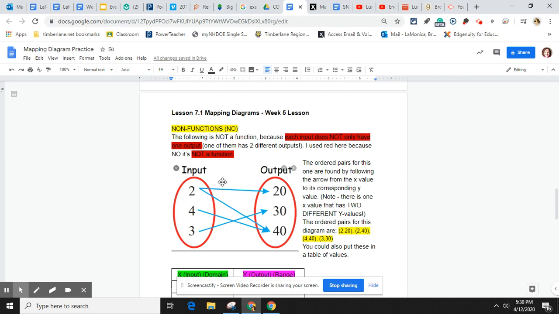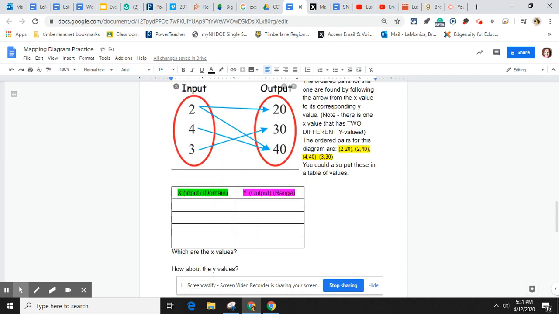One of them has two different outputs. So 2 could go to 20 or it could go to 40. Uh-oh. One input cannot go to two separate outputs. So therefore, it can't be a function. Yes, 4 goes to 40 and 3 goes to 30, and they're kind of out of order. Normally, we list them in order. But if you listed them as ordered pairs, it would be 2,20; 2,40; 4,40; and 3,30. But notice the 2 appears twice.